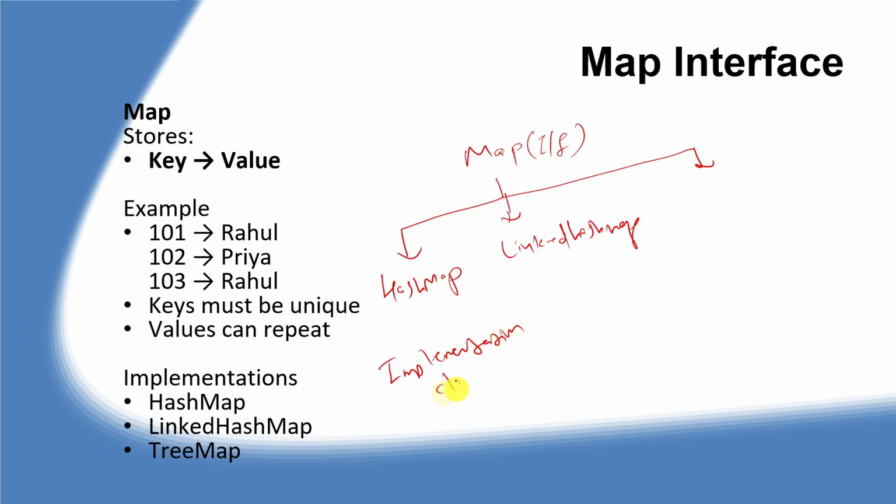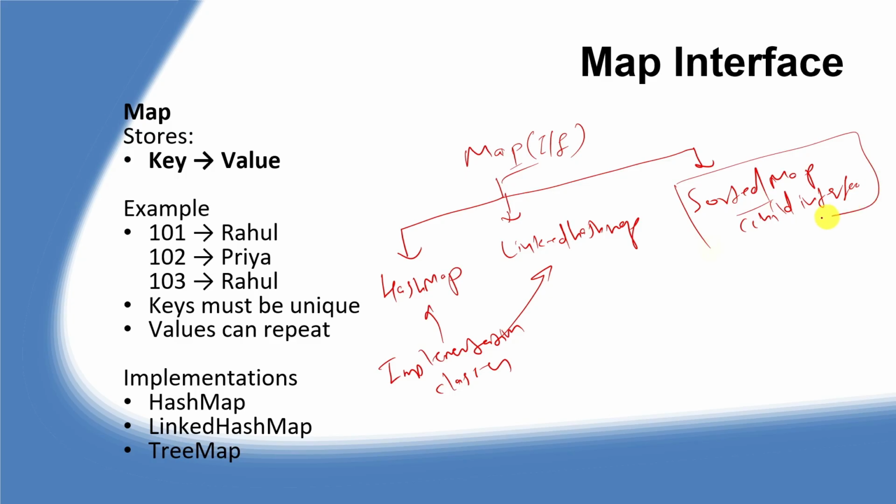HashMap and LinkedHashMap are implementation classes, and SortedMap is a child interface of the Map interface. The Map is the parent, SortedMap is the child interface, and with the child interface, the implementation class is TreeMap. So these three are implementation classes: HashMap, LinkedHashMap, and TreeMap.